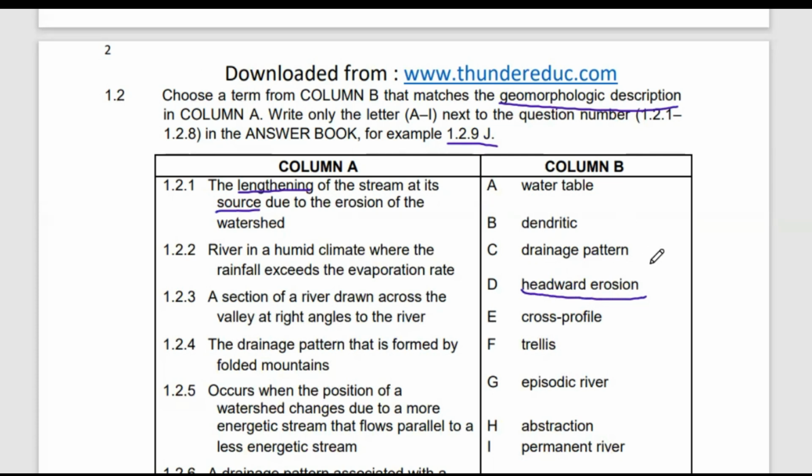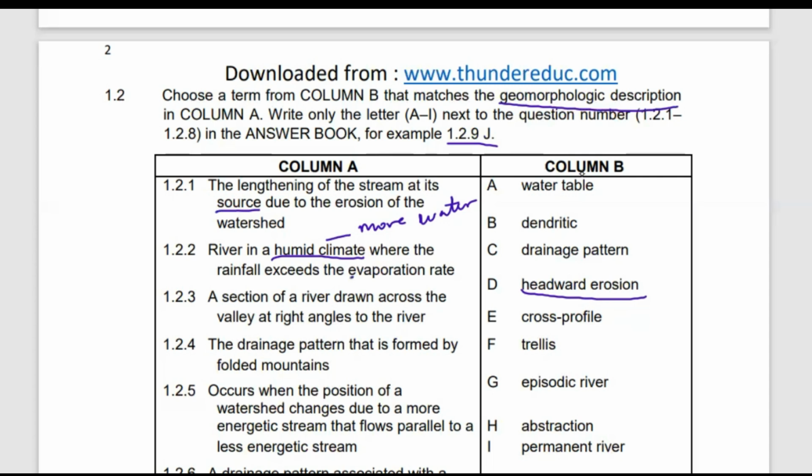Okay. 1.2.2, they say river in a humid climate where the rainfall exceeds the evaporation. When they say humid climate, humid could as well refer to areas which receive more water. Okay, more water, or always wet in most cases, always wet. That's why here they are saying rainfall.